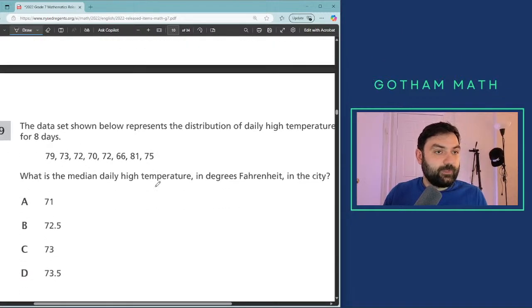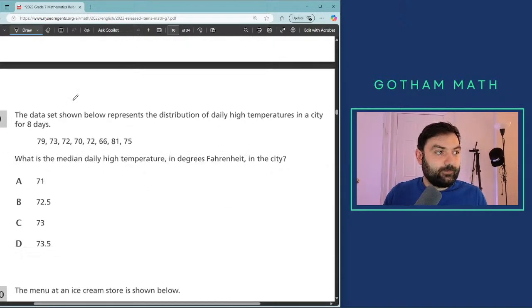We're moving on to the next question that I'm going to zoom out a little bit. And this question is question number 9. The data set below represents the distribution of daily high temperature in the city for 8 days. What is the median daily high temperature in degrees Fahrenheit in the city? So we just have to find the median. That's all we have to do. You need to know what a median is and how to find it.